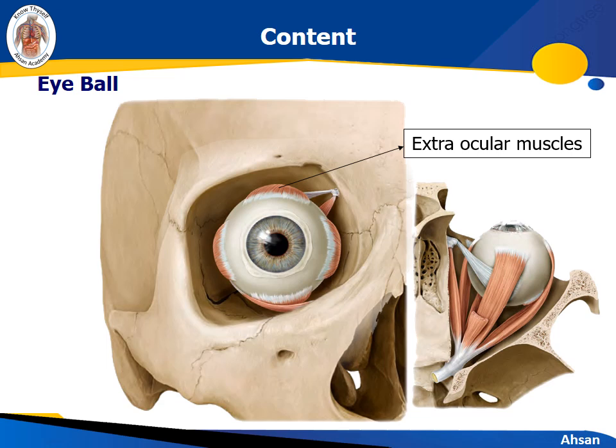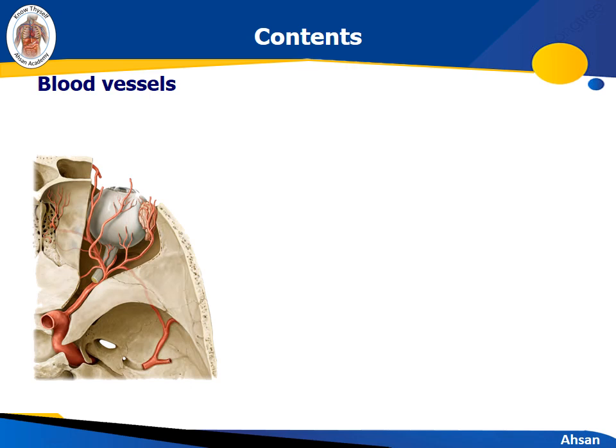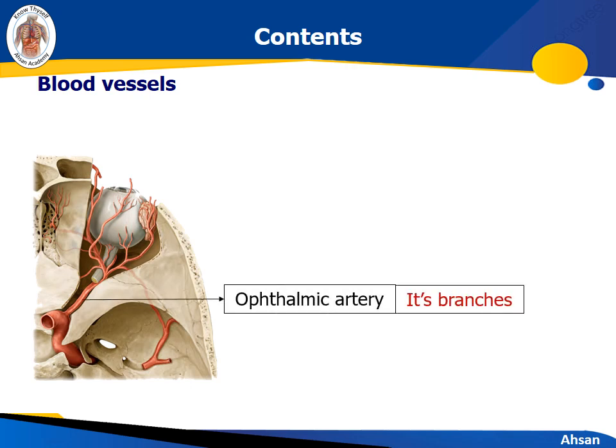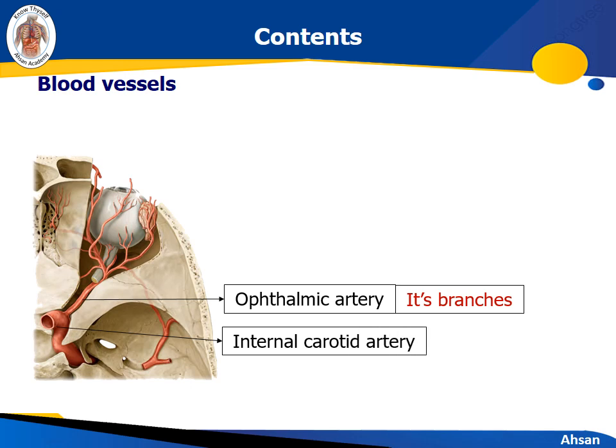You can see these are the extraocular muscles of the eyeball, and they are an important content of the orbit. Blood vessels: this one is the ophthalmic artery, a branch of the internal carotid artery. The ophthalmic artery gets inside the orbit and repeatedly branches. So the ophthalmic artery and its branches are important contents of the orbit.